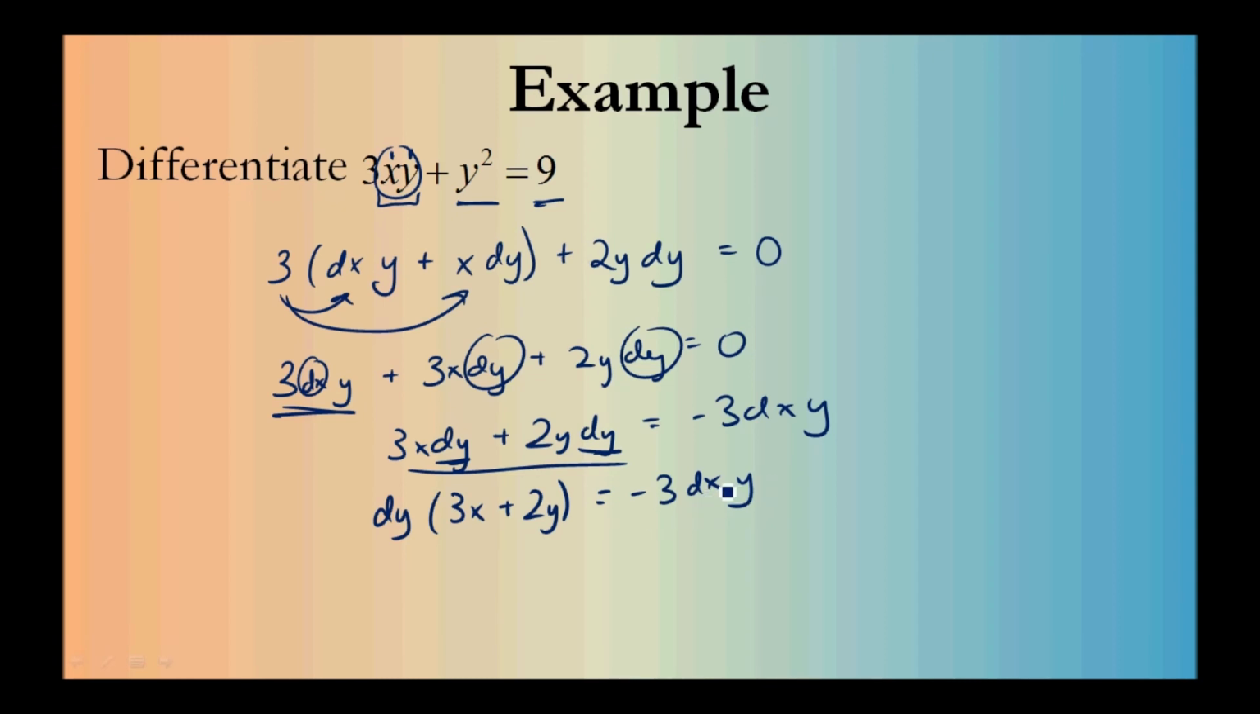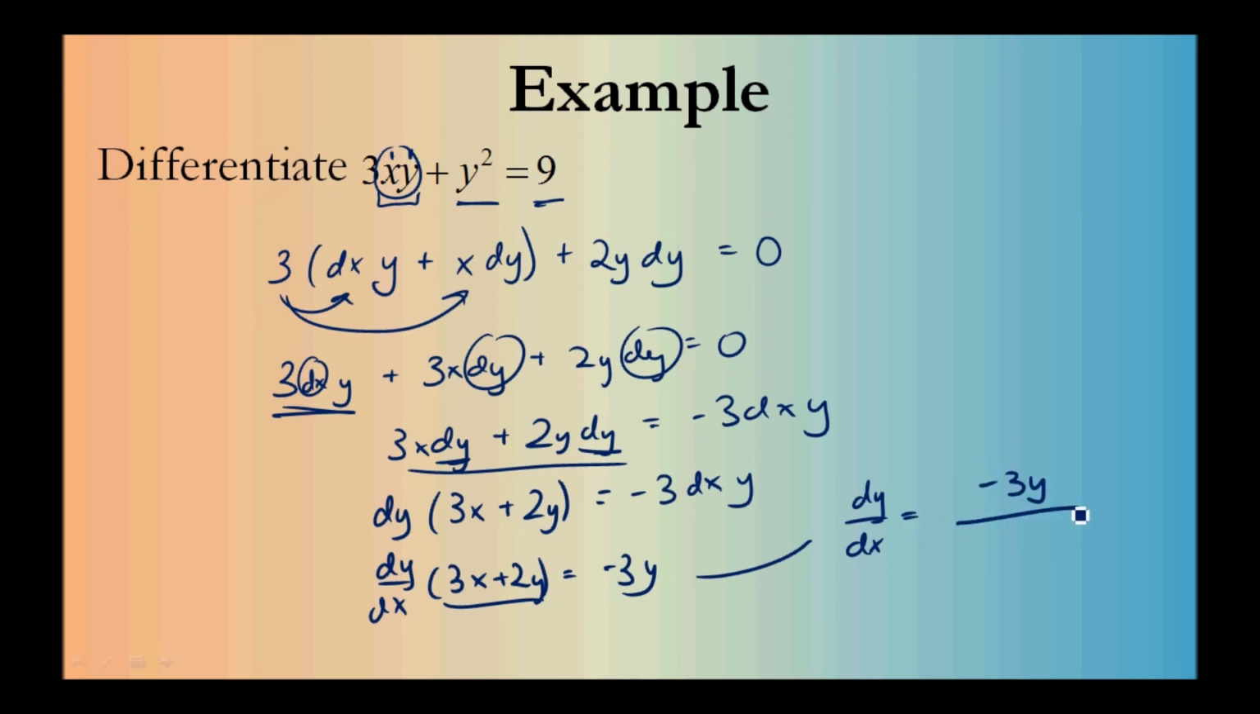We'll divide both sides by dx. dy/dx times (3x plus 2y) is equal to negative 3y. Divide both sides by 3x plus 2y, and we get the result of dy/dx is equal to negative 3y divided by the quantity 3x plus 2y.